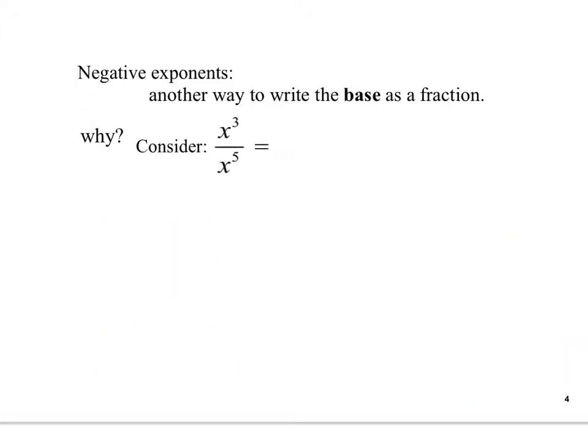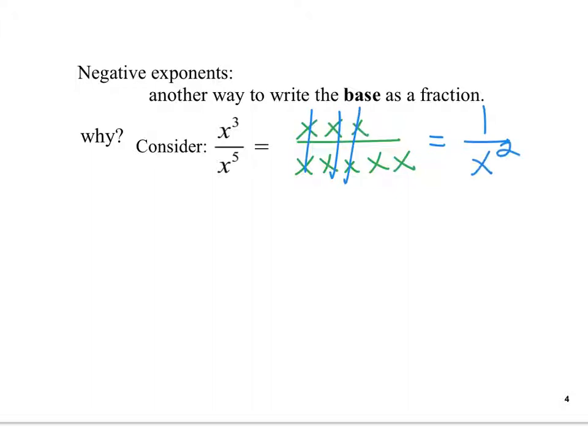So now negative exponents. Another way to write the base as a fraction. If you remember, the base is x. It's just a way of writing a fraction not as a fraction, using negative exponents to represent it. So think of it this way. If we were to do this the way you first learned, if I write these out and I cancel out all the ones that are the same, I'm left with 1 on the top because there's nothing left over, over x squared.